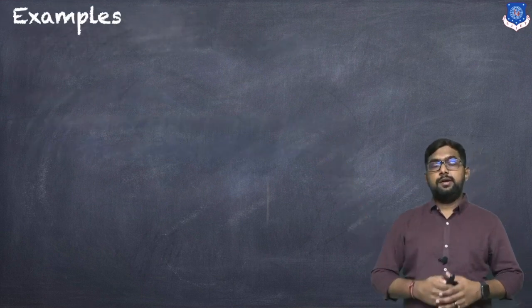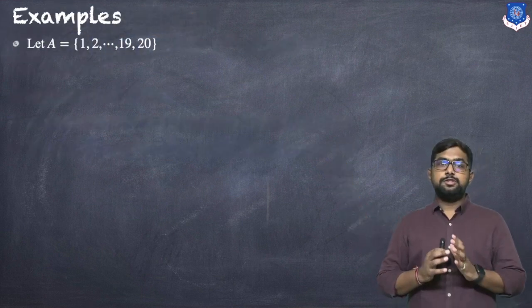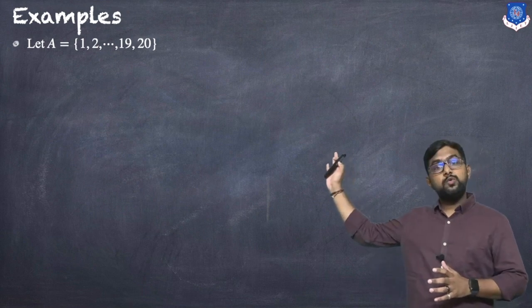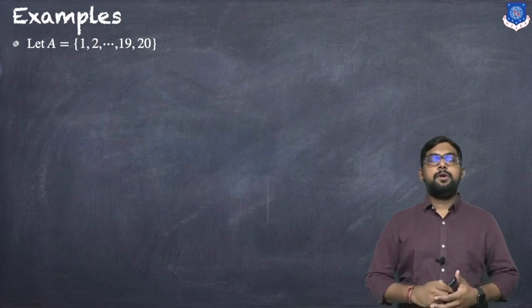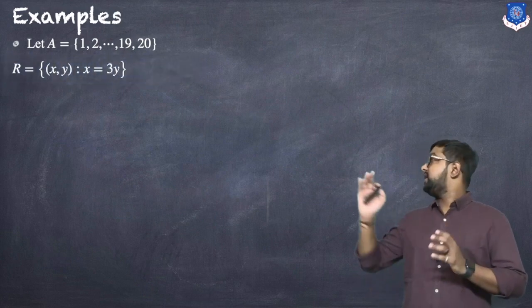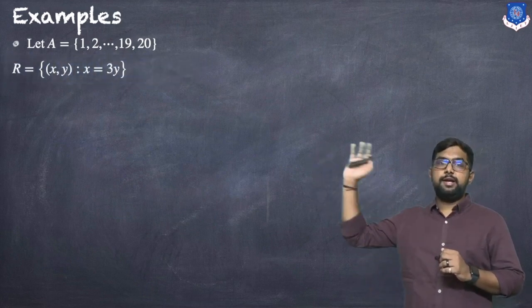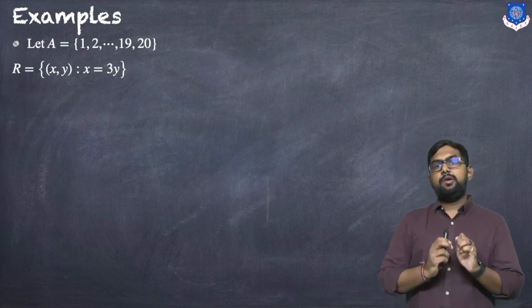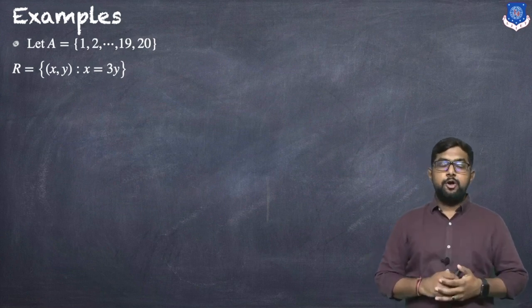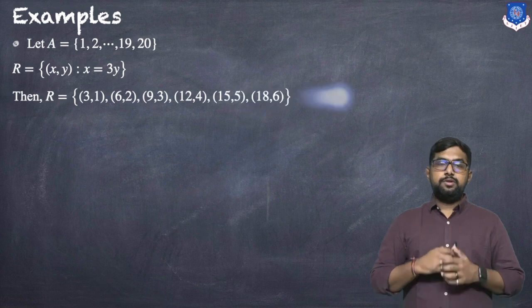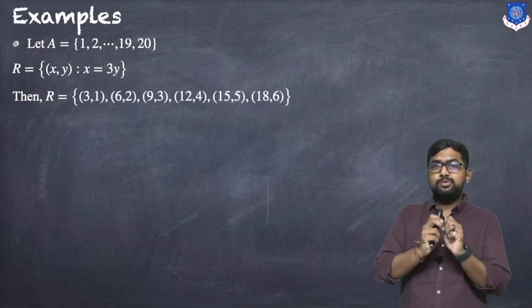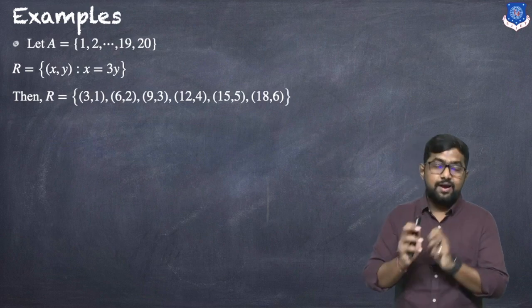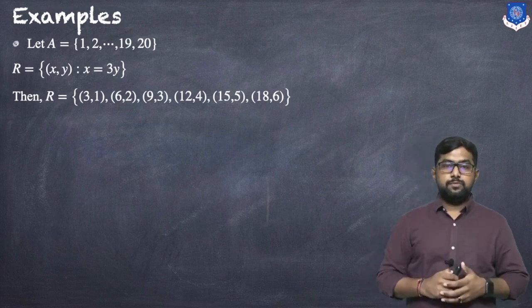Let us take examples. First, let A equal 1, 2, 3, and so on up to 20. Then R is given as the set of all (x, y) such that x equals 3y. Here the relation is given. Now what will be the R? See, x equals 3y, so x equals 3 times y. So whatever we take y, x will become 3 times y.